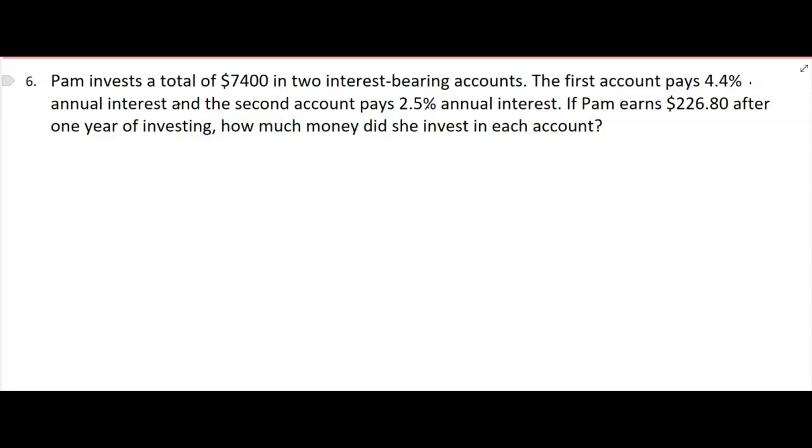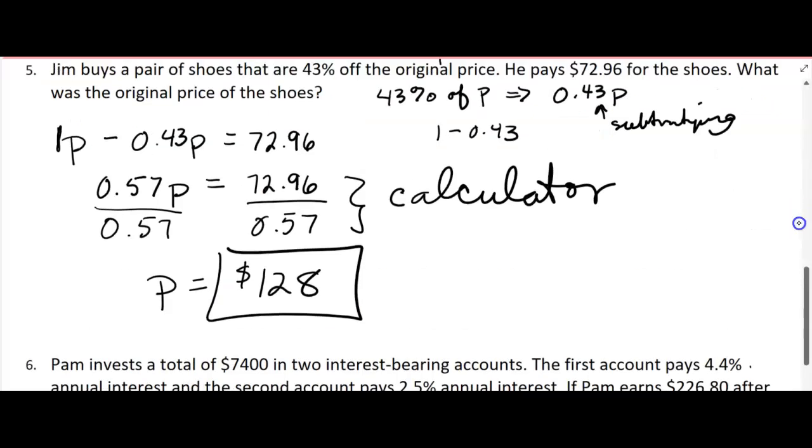Okay, so simple interest says you take the principal times the rate times the time. Since the time is 1 year, you don't have to worry about that. So you need to know the principal and you need to know the rate. So you have $7,400, or Pam has it, total, and it's being split into 2 accounts. Call one account X and the other one 7,400 minus X.